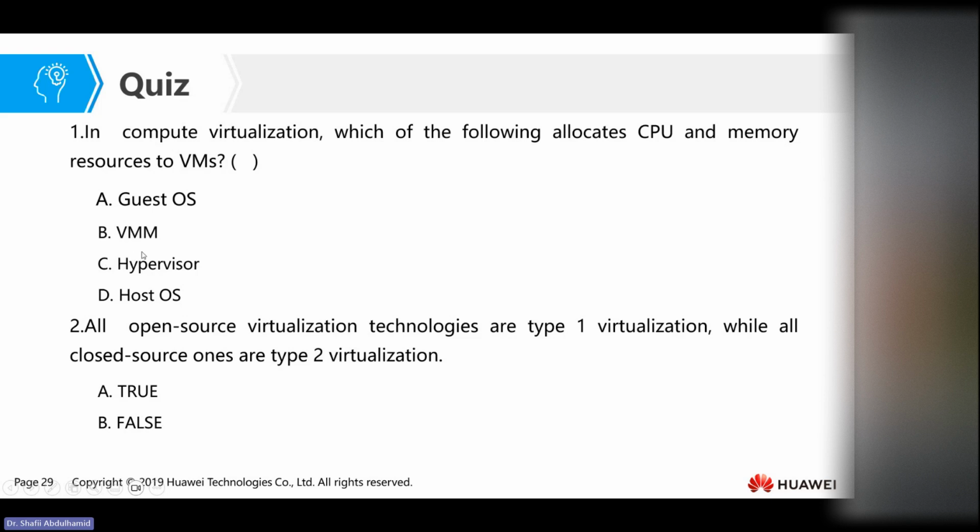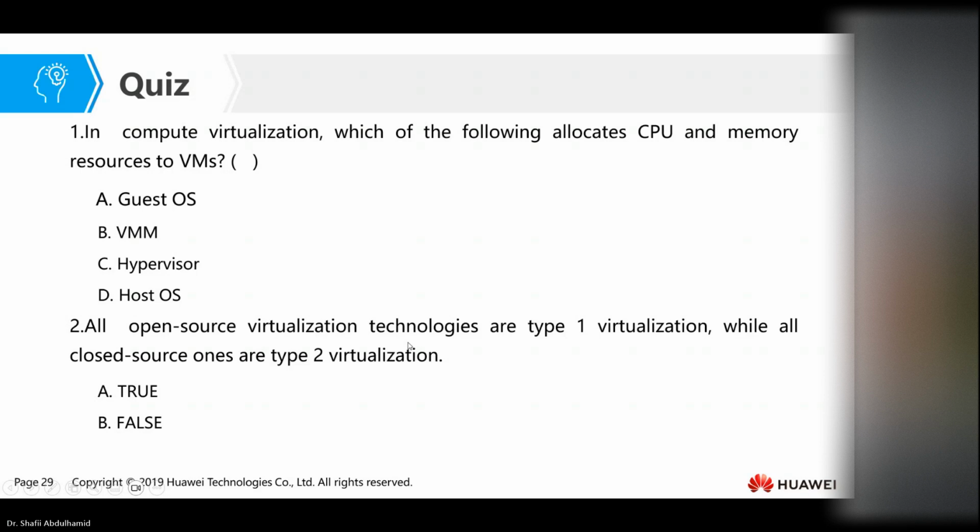Throughout my lectures today, I keep mentioning that virtual machine monitor and hypervisor are the same thing. There's no difference. Number two: all open source virtualization technologies are type 1 virtualization, while all closed source ones are type 2 virtualization. True or false?